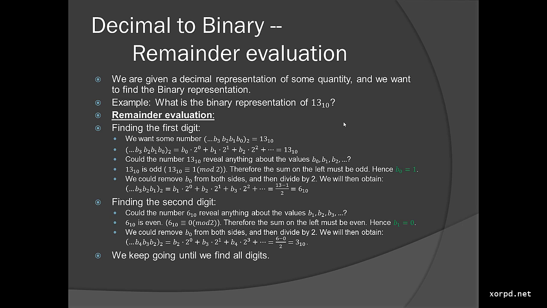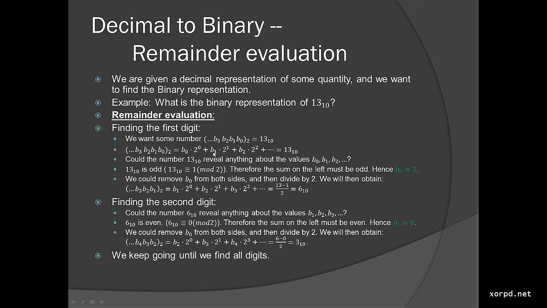We could conclude, for example, this. 13 is odd. You probably remember that there are odd and even numbers. Odd numbers are those that are not divisible by 2, and even numbers are those that are divisible. 13 is not divisible by 2. If we formulate it more mathematically, then 13 is equivalent to 1 modulo 2. Therefore, the sum on the left must be odd. Why? Because 13 is odd, and those two are equal. So all of this must be odd.